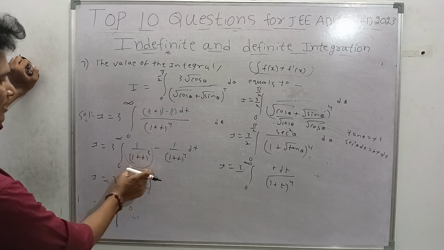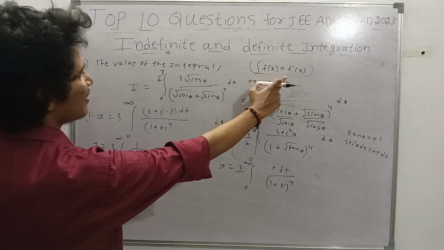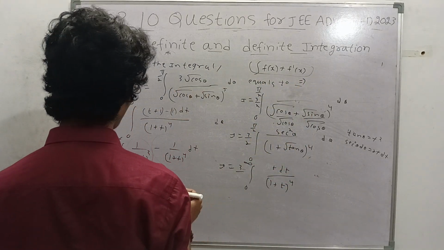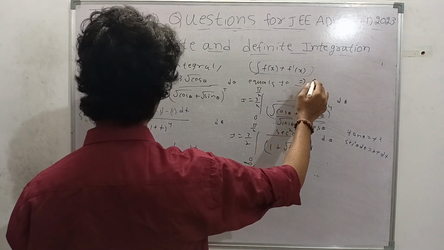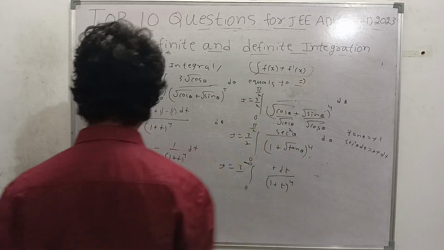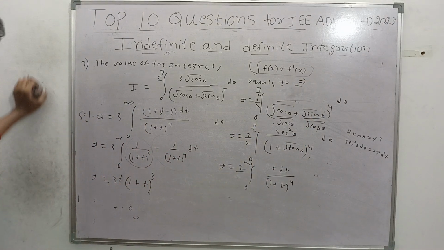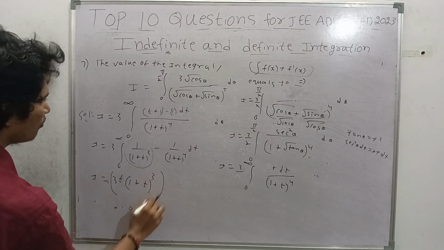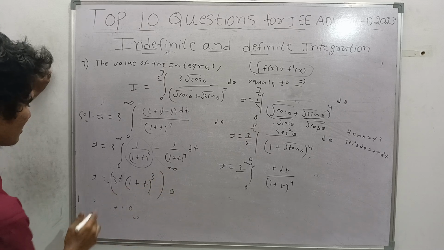It will be this thing. So it will be the same. That is integration f of x plus f dash x. It will be equal to, it will be equal to t times 1 plus t whole cube. Like this you can take. After, you can substitute limits infinity to 0. Or you can change the limits.